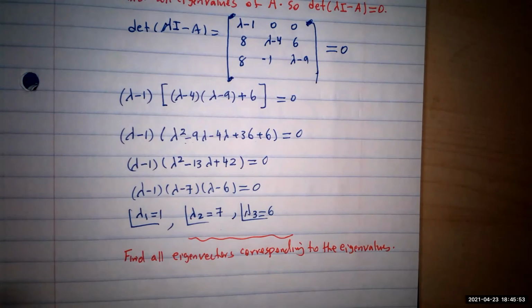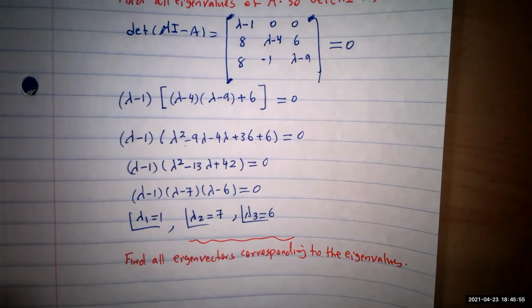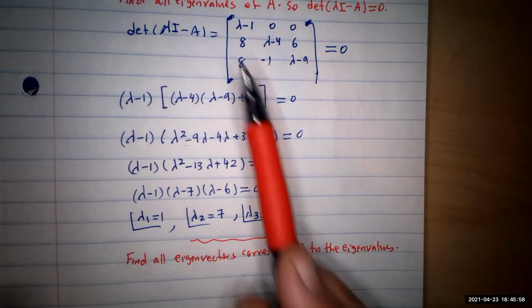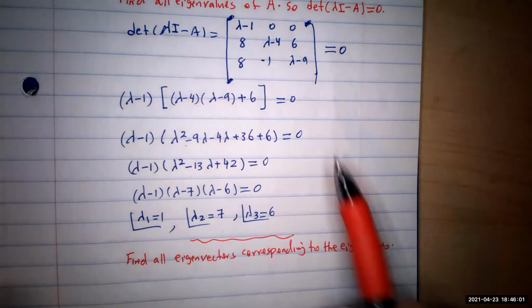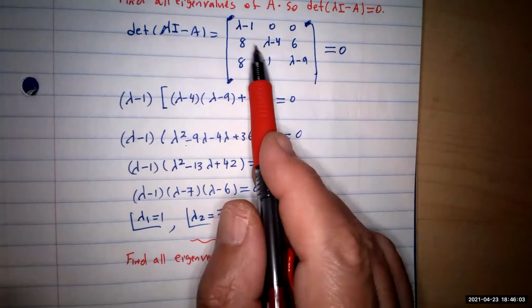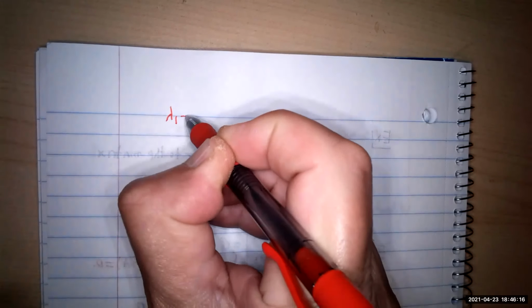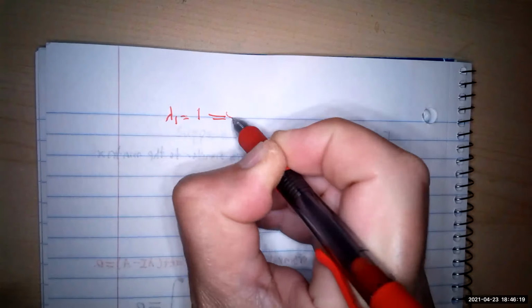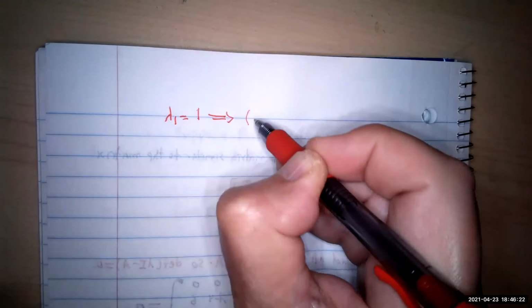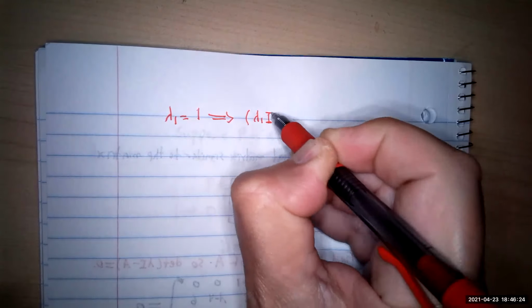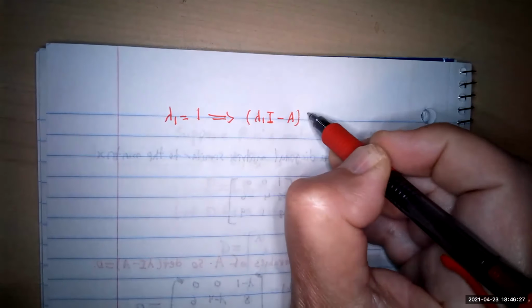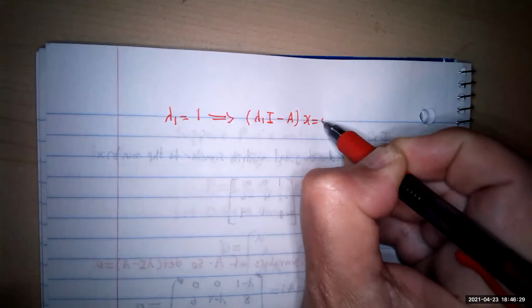Okay. So I'm going to go to the next page because I need more room to be able to do it. So I start from here and I change the lambda equal to the 1 here. Let's start with the lambda 1. So what's lambda 1? Lambda 1 is equal to the 1. You are going to form the lambda 1I minus A times X equal to the 0. This is going to be the system.